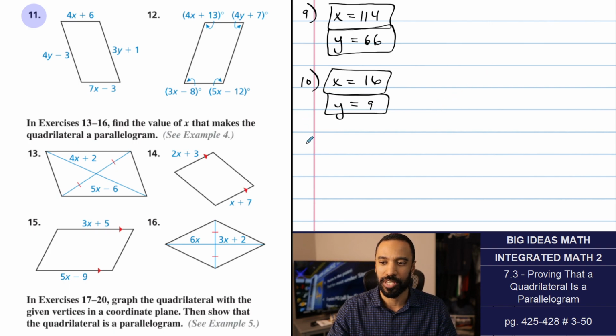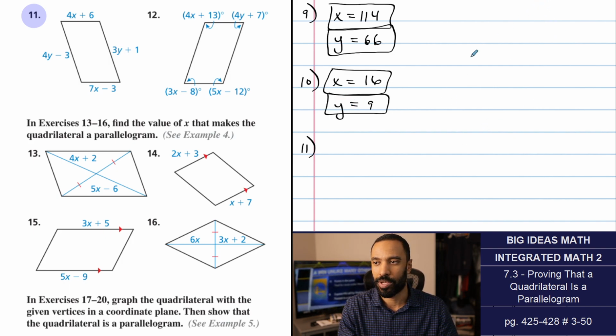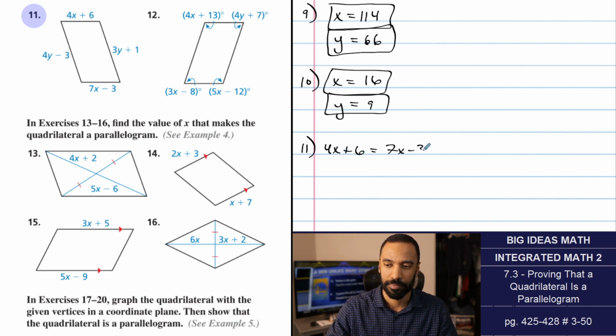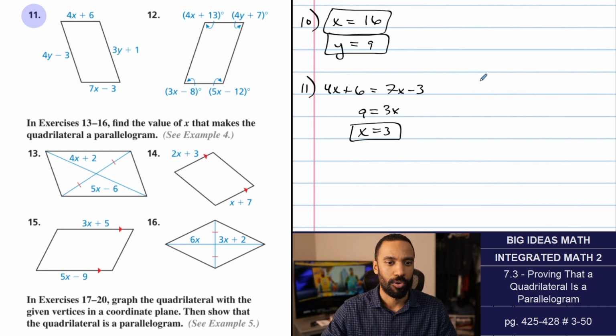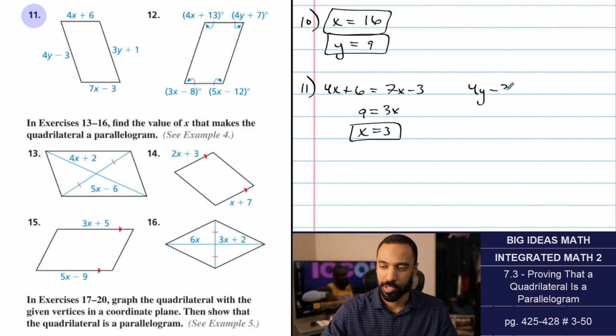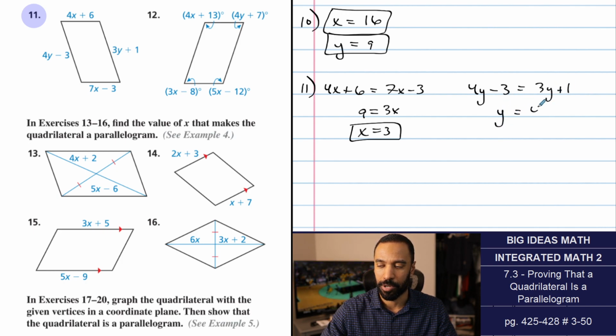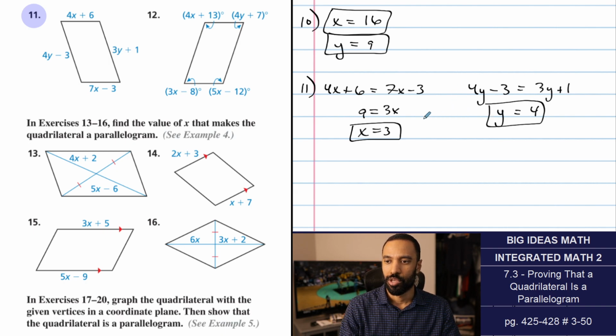Numbers 11 and 12, same concept, figuring out what theorem it is, but we have to do a little bit more to solve. So on number 11, we once again get to use the parallelogram opposite sides converse. So we get to say that 4x plus 6 equals 7x minus 3. Solve for x, subtract 4x from both sides, add 3 to both sides, divide both sides by 3, you get x equals 3. I think they only ask for x and y. They're not asking for the missing lengths there. For y, once again, parallelogram opposite sides converse, set these guys equal. Subtract 3y from both sides, add 3 to both sides, you get y equals 4. So those are those two values.